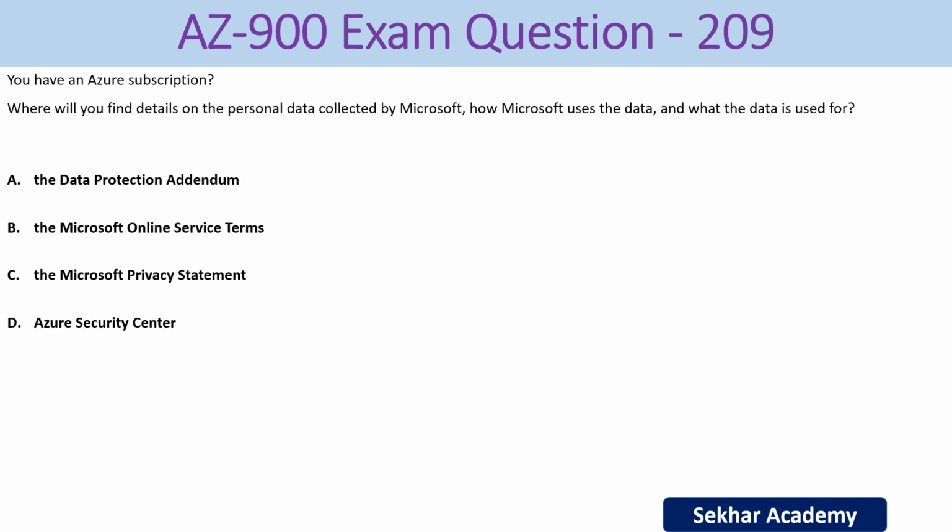AZ-900 exam question number 209. You have an Azure subscription. Where will you find details on the personal data collected by Microsoft, how Microsoft uses the data, and what the data is used for? Options we have: the Data Protection Addendum, the Microsoft Online Services Service Terms, the Microsoft Privacy Statement, and Azure Security Center. The right answer is the Microsoft Privacy Statement.